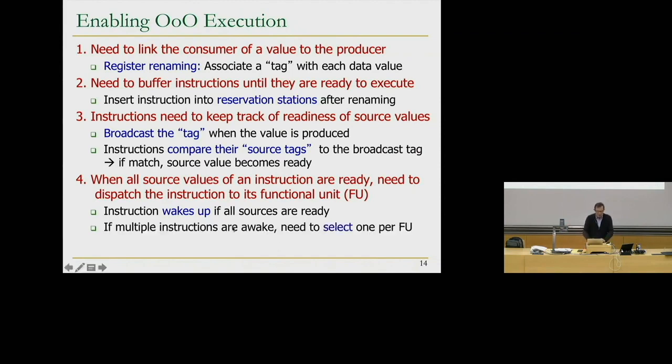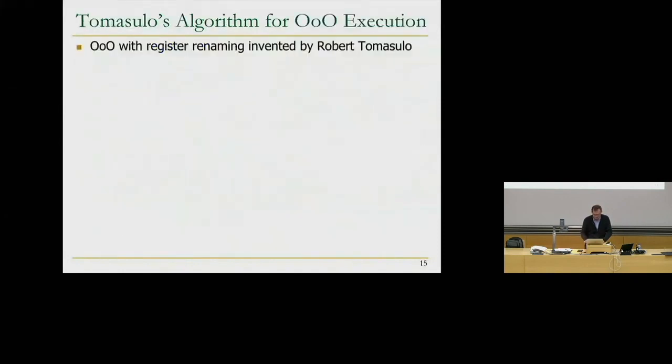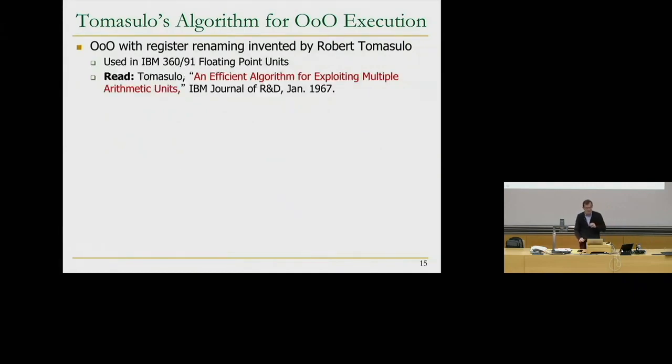Of course, if there are multiple instructions that are awake, you need to select one per functional unit. Okay, so that's the basic idea. It's very simple, right? Now we're going to complicate the machine a lot more. So, very quickly, a little bit of history. This was invented in 1967 in the IBM 360/91.